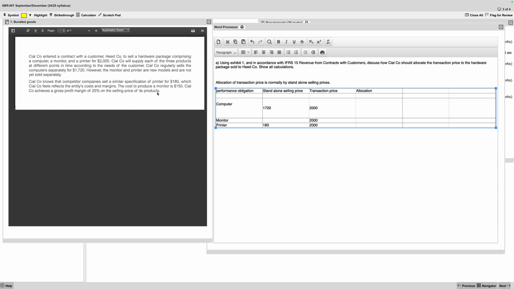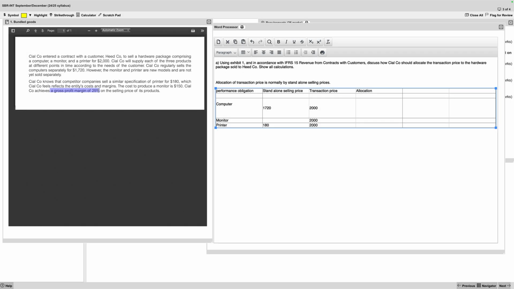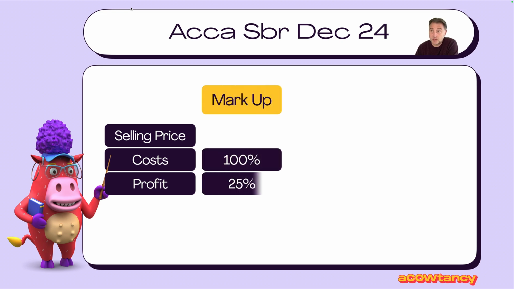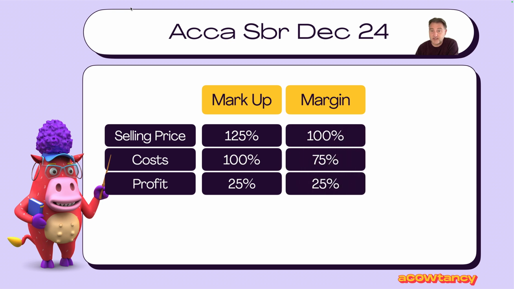And then the other one, the monitor, it says the cost to produce a monitor is 150. Well, I don't want the cost, I want the selling price. And it says we achieve a gross profit margin of 25%. So let me remind you about profit margins. If you remember, when it's a markup, costs are 100%. So if profit was 25, the selling price would have to be the balance, 125. Now, when it's a margin, the selling price is 100%. So once you know the profit, your costs become the balancing figure.